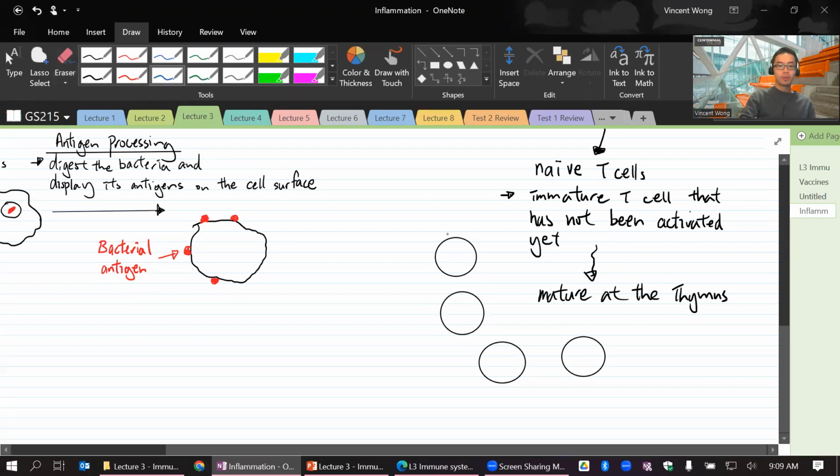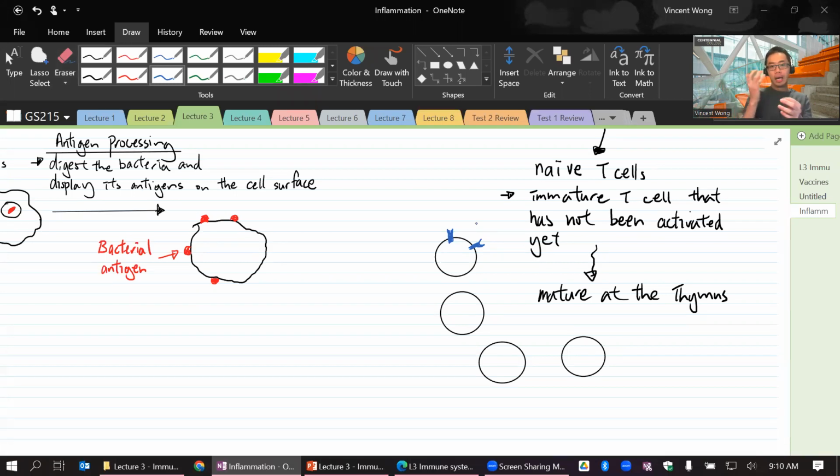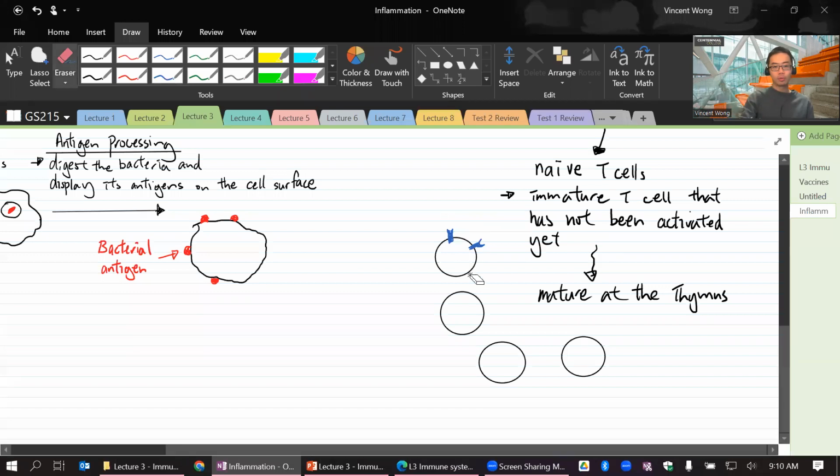So this one might have a blue receptor. I'm just using the color as a way to distinguish them. So this one has blue receptors on it. And of course, the receptors are actually proteins. And due to the gene shuffling that we talked about, the receptors will have different shapes. It's difficult to draw so many different shapes. That's why I'm using color instead of shape to distinguish them.